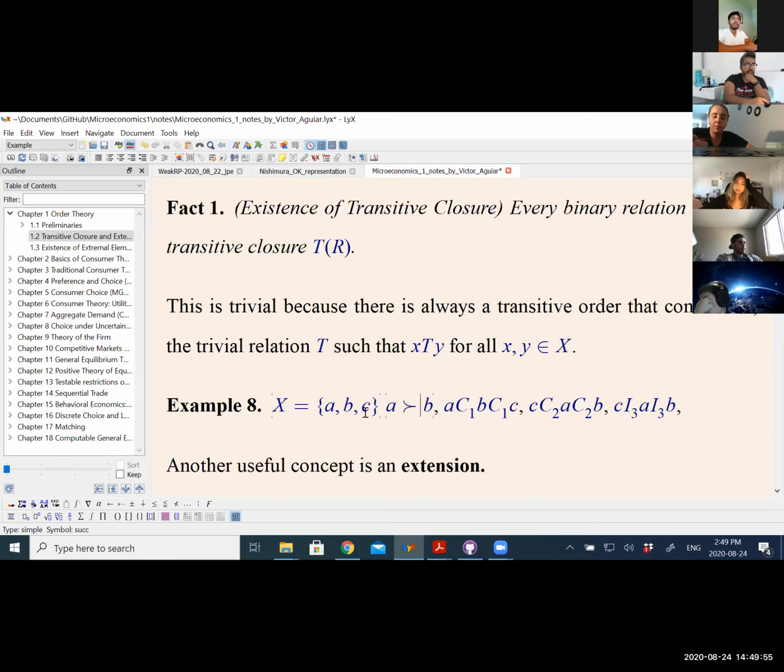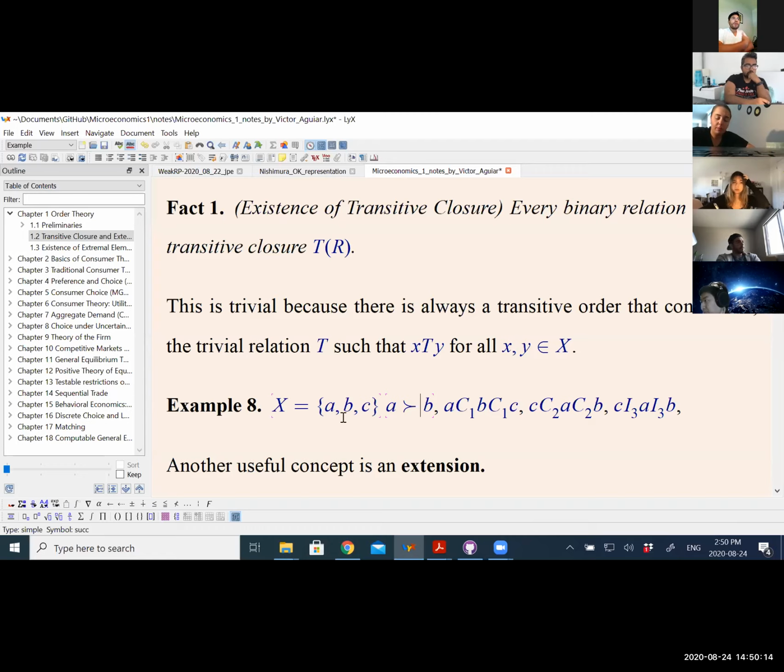What is going on with the rest? Well, the rest are not in relation to any other thing. For instance, B and C are not related. A and A itself is not related. So you see, this is a very sparse, very empty relation. Okay? However, it's a well-defined binary relation.